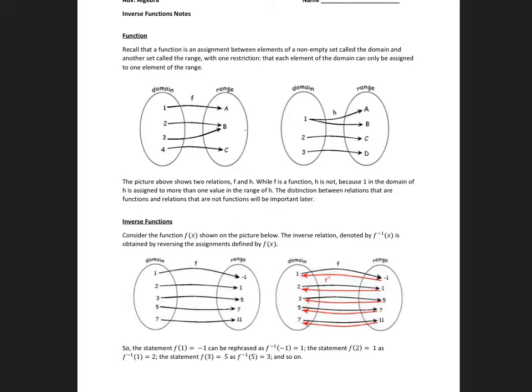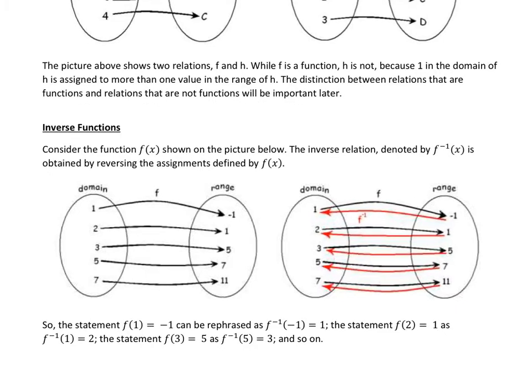This means that in order to be a function, there can only be one output for every input. As you can see in the picture above, there are two relations, f and h. While f is a function because each input corresponds to exactly one output, h is not a function because one value in the domain is assigned to more than one value in the range. Let's continue this discussion, but with regards to inverse functions now.